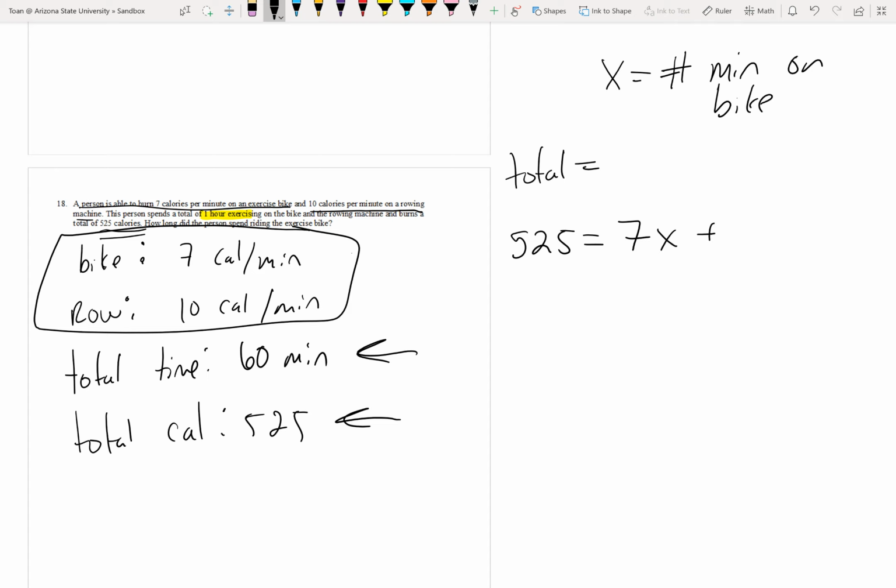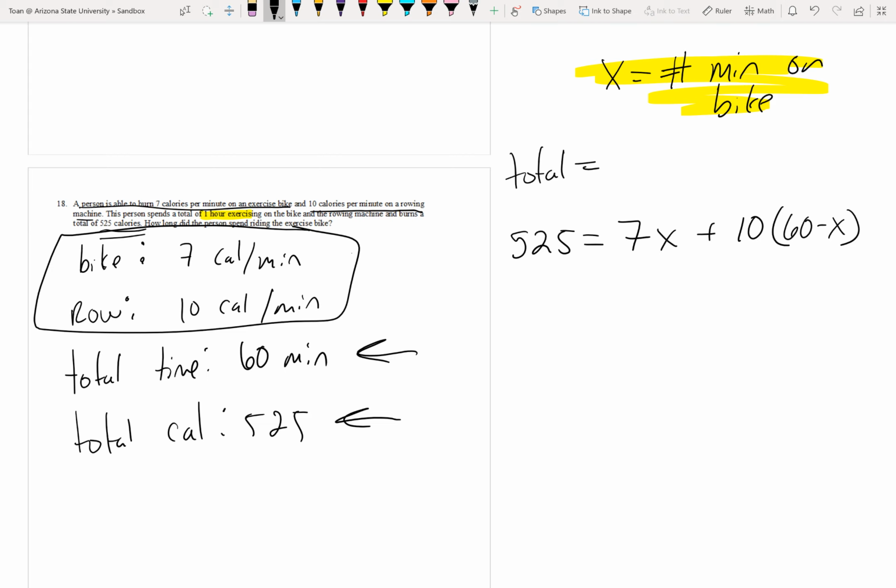But biking isn't the only thing we did. We also rowed, and if we row, we burn 10 calories per minute. Well, how long did we row? We don't know. So we could use a variable, but they did tell us that we spent 60 minutes total. We've already declared that x is the number of minutes on the bike. Well, if we spent 60 minutes total, and we're only rowing and only biking, then if x of those minutes is biking, the leftover minutes, or in other words 60 minus x, should be rowing.